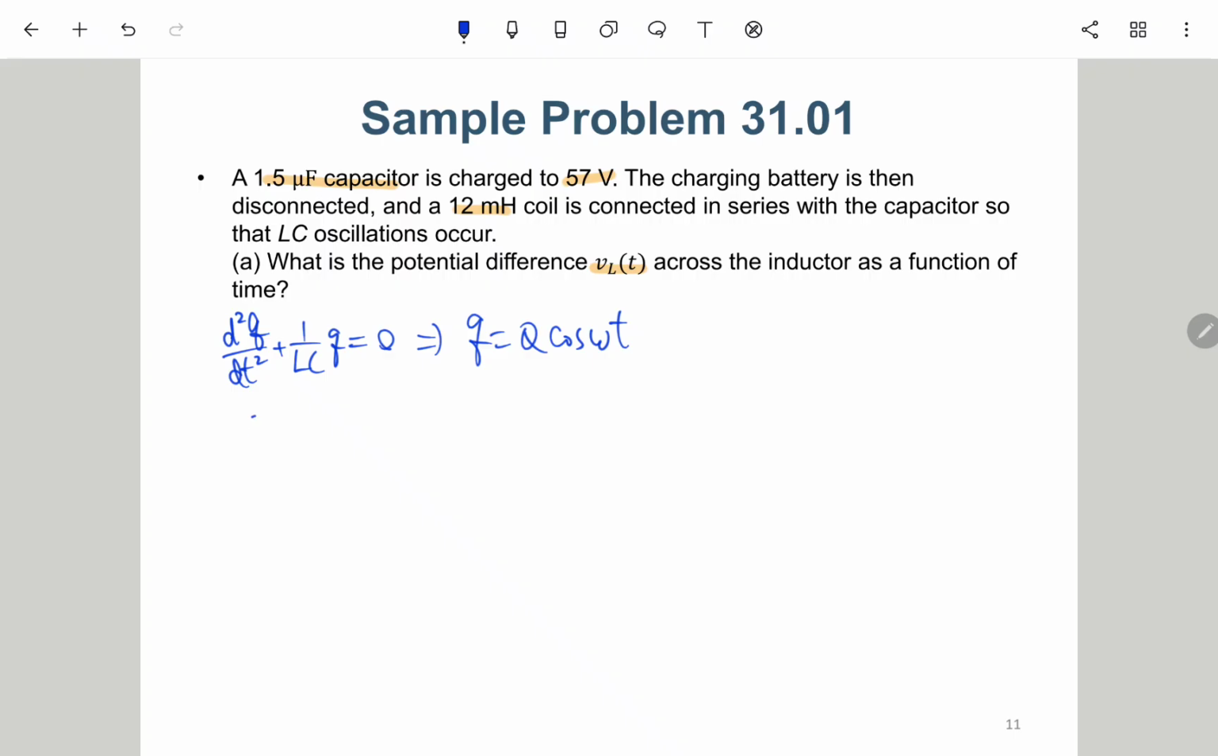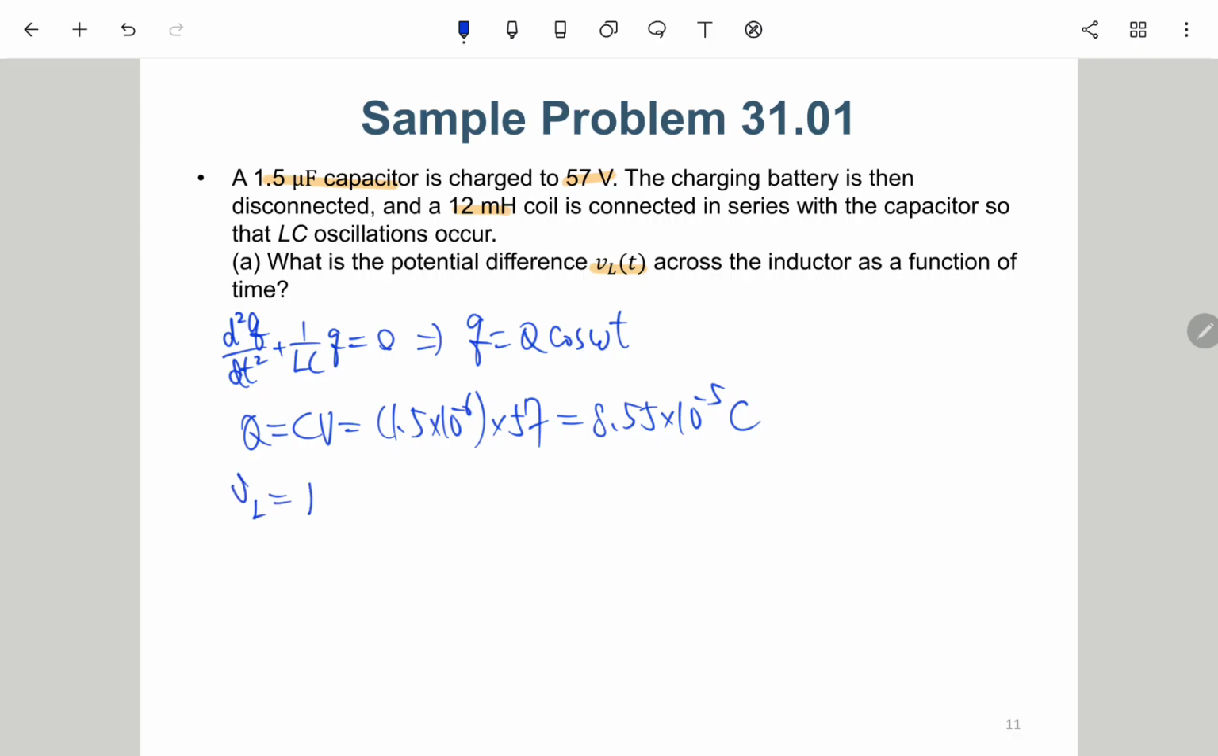Okay, and then Q will be equal to CV, which will be 1.5 times 10 to the negative 6, and then times 57. So it turns out to be 8.55 times 10 to the negative 5 coulomb. So this is the charge at the very beginning.